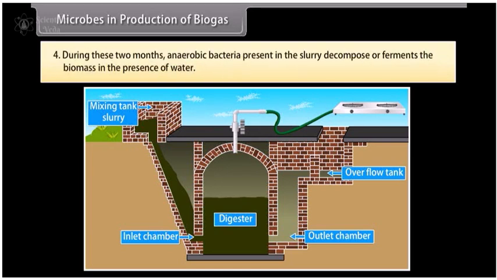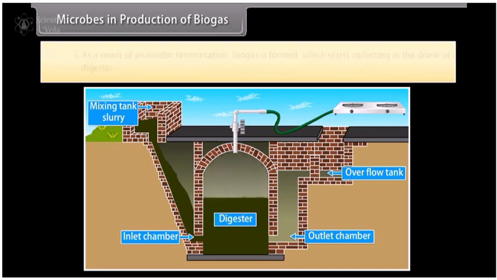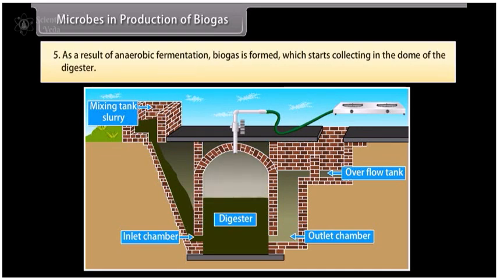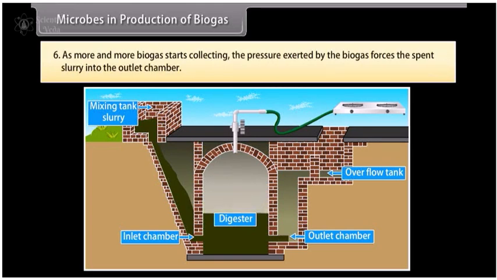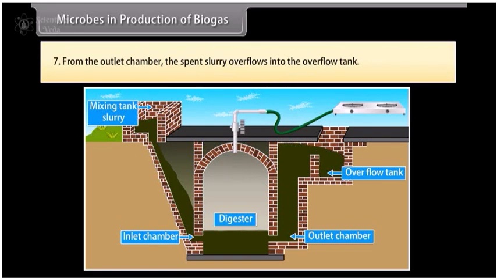Number 4. During these 2 months, anaerobic bacteria present in the slurry decompose or ferment the biomass in the presence of water. Number 5. As a result of anaerobic fermentation, biogas is formed, which starts collecting in the dome of the digester. Number 6. As more and more biogas starts collecting, the pressure exerted by the biogas forces the spent slurry into the outlet chamber. Number 7. From the outlet chamber, the spent slurry overflows into the overflow tank.